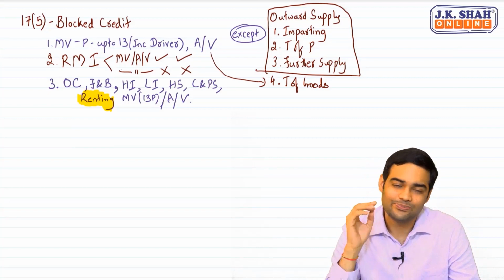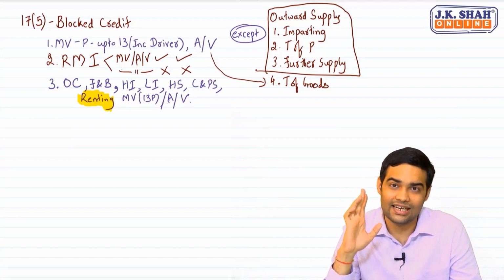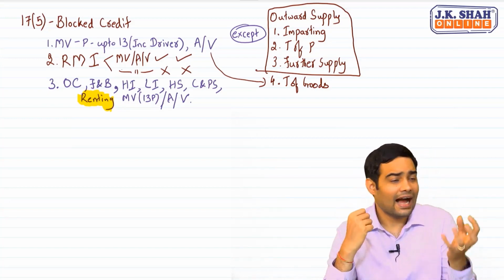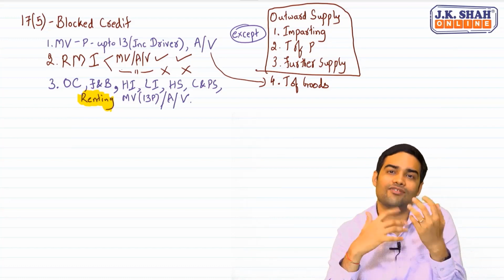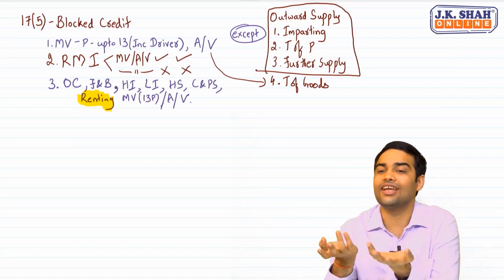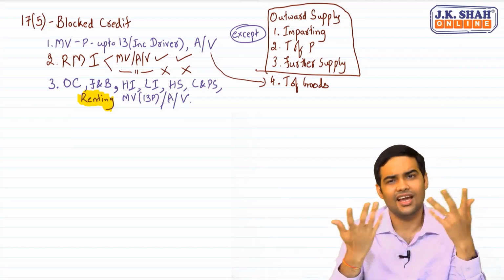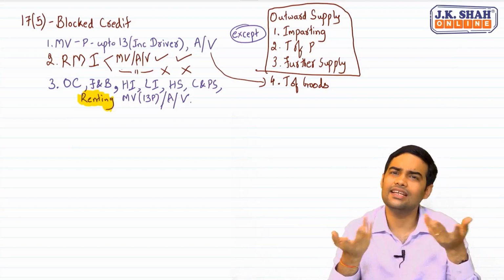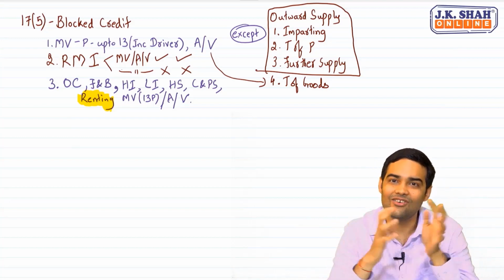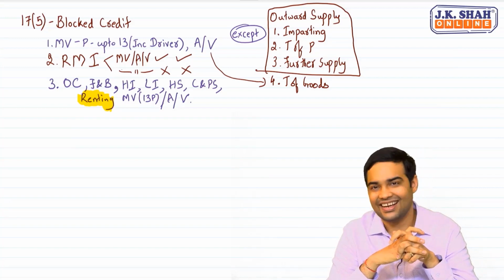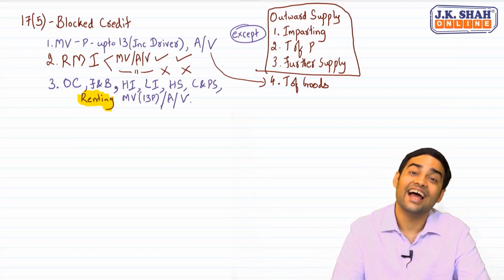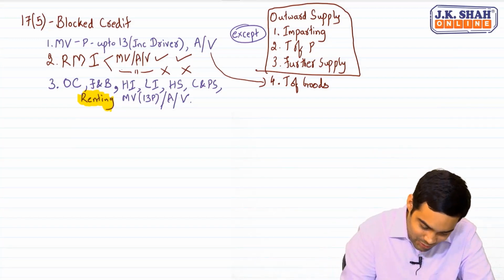Clear with this? Yes. And remember one last thing. Say suppose I take a car on rent or a vehicle on rent and give that vehicle on further rent. Yeah. In that case, it would be eligible because same category of outward supply. Clear? Okay. Thereafter, you have one more point.